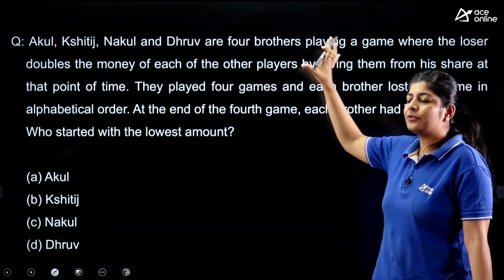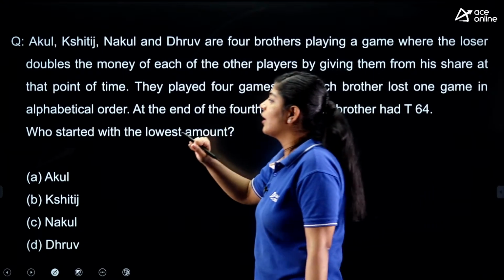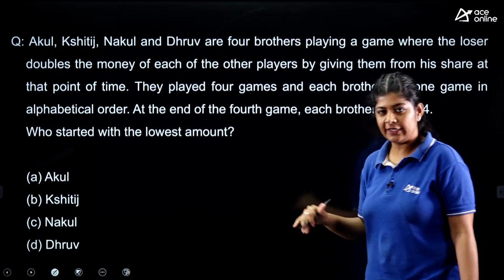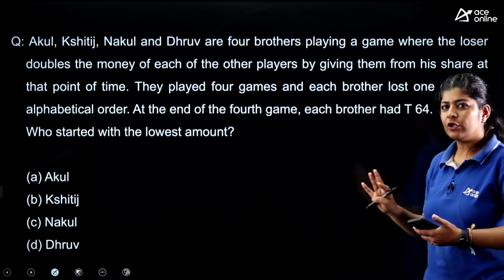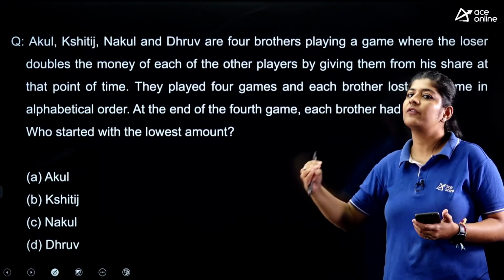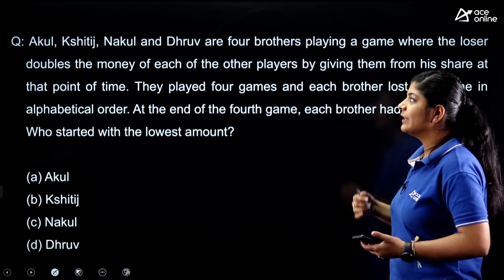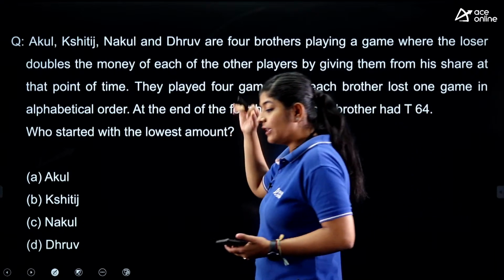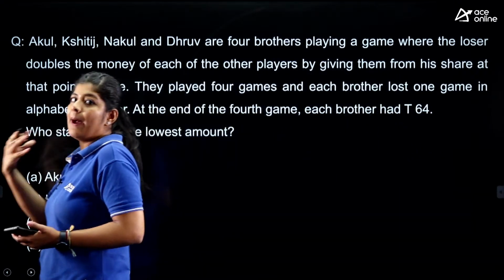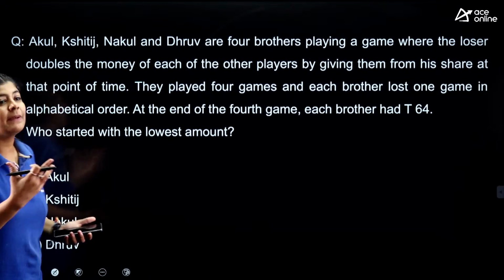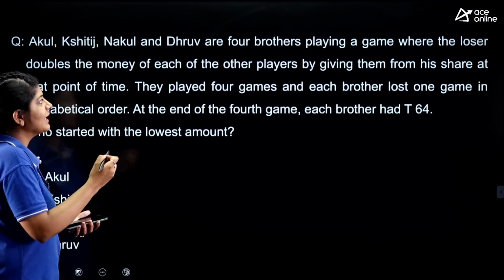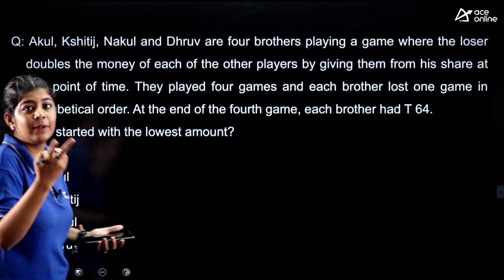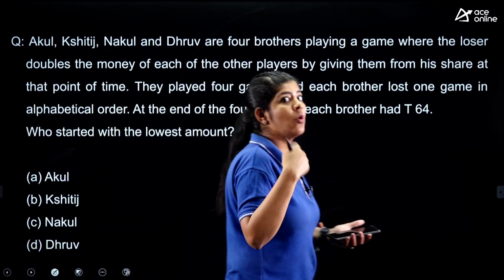Now, according to this data, we need to figure out who started with the lowest amount. Here we have 4 brothers, and all of them have different amounts, right? As it is clearly given, the loser will give each of the other players the amount they are having. Basically, if someone has 2 rupees, then the loser needs to make it 4, double of it, from his own share, right?